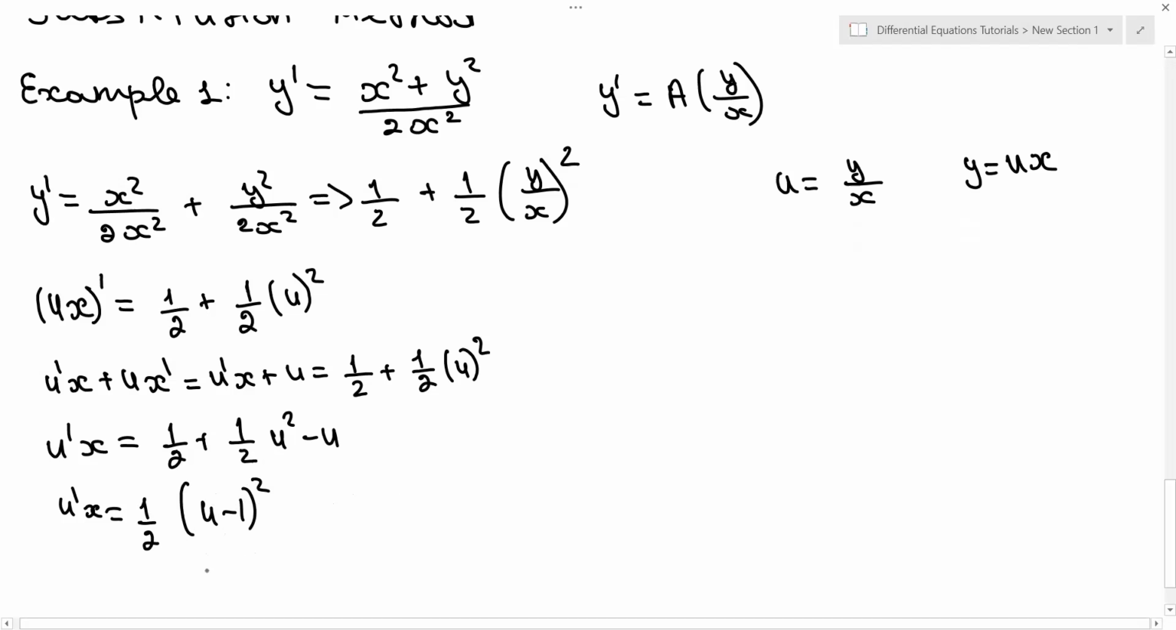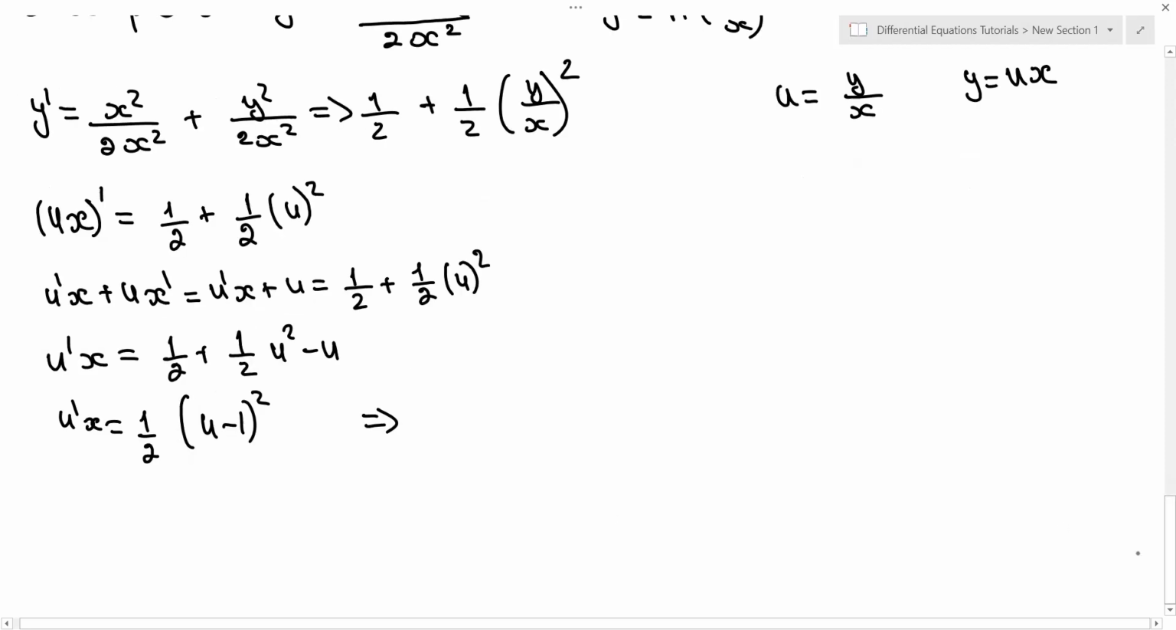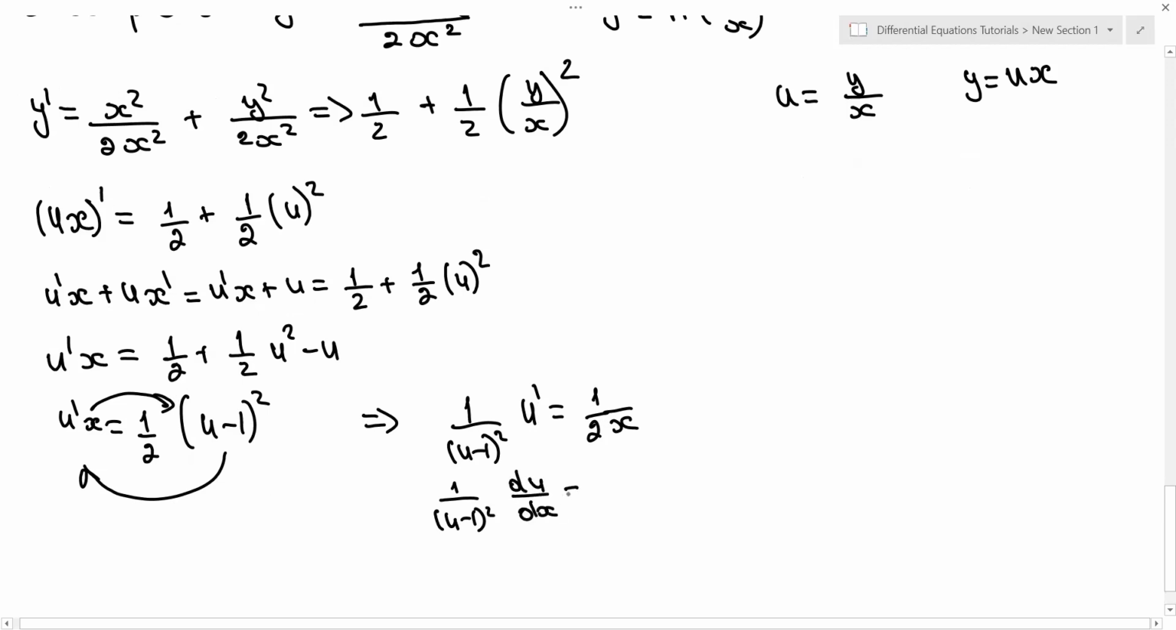So we move (u minus 1) squared under the u prime. Let's write it like this so that we do not lose what we have here. We move this under this one, and we move x here. So we have 1 over (u minus 1) squared times u prime is equal to 1 over 2, and here we divide by x, so we have x here. Instead of u prime, we write du over dx, and it's equal to 1 over 2x.